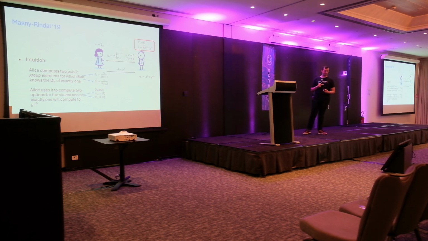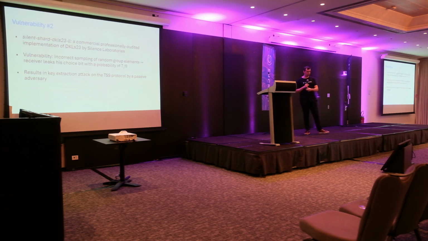And now let's look at Alice's side. You can see that she computes 2 group elements, but now she knows the discrete log. Sorry, Bob knows the discrete log of exactly one of them. Then she computes her output messages such that exactly one of them will be G to the AB, which will serve as the transferred message. Okay, now this is a lot of details, but we will only need the beginning of the protocol, where Bob computes both these group elements, and we will get to this right away.